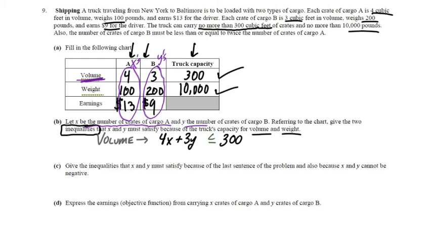All right, and then for the weight, let's see, we've got 100 from cargo A, so 100x plus 300 from, oh, there's a mistake right there. That should be a 300. I said it, but I didn't write it the first time. There we go. 300 from cargo B, and our max capacity is 10,000. So since we can't go over that number, it has to be at or below 10,000. So I should see a less than or equal to sign there.